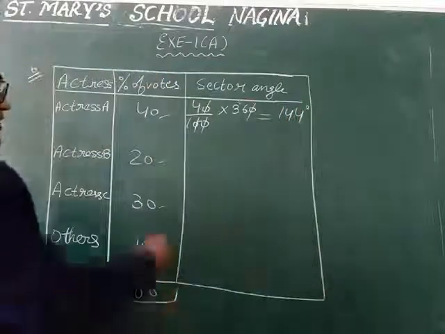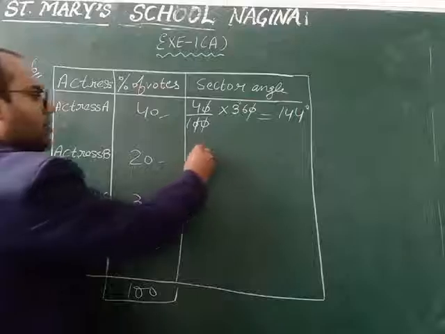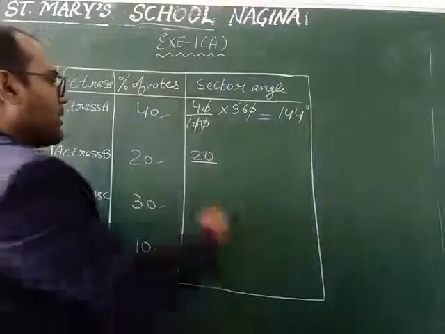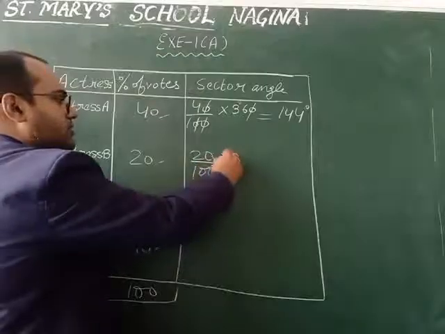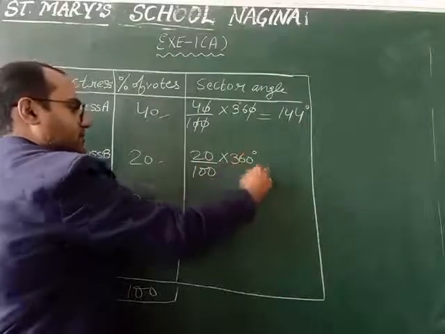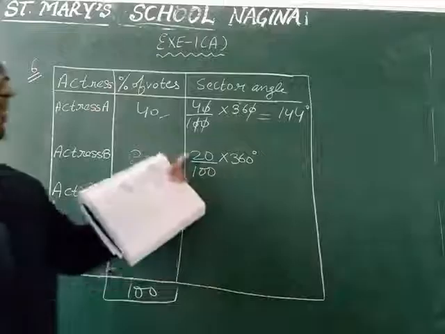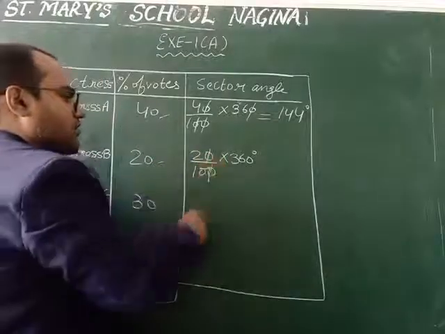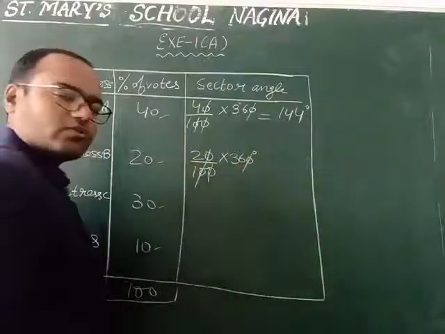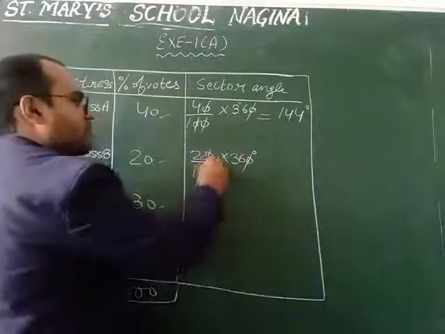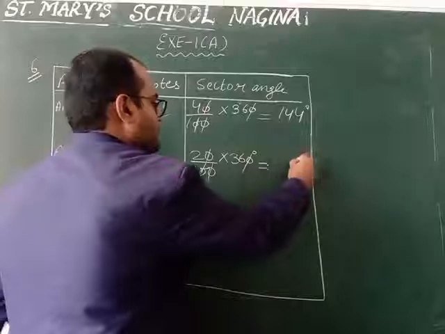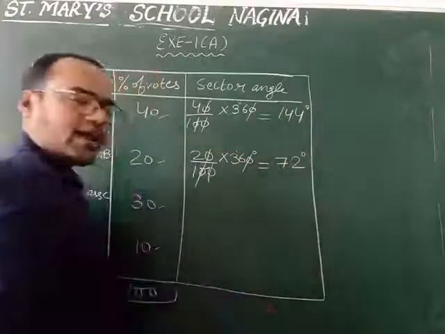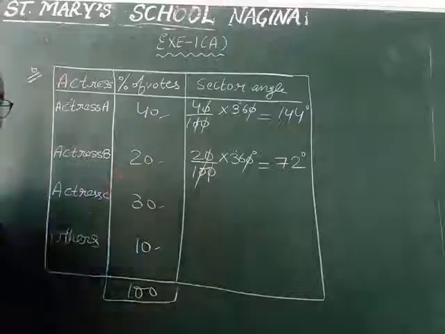Next, same one we have to do here also. 20 upon 100 into 360. These two 0 will get cancelled. These two 0 will also get cancelled. When we will multiply these two, then we will get 72 degree. This is the sector angle for actress B.